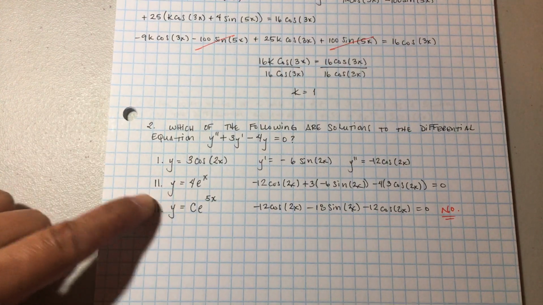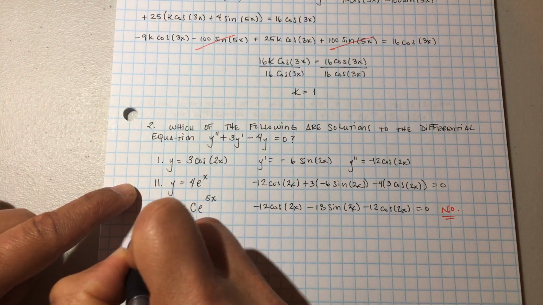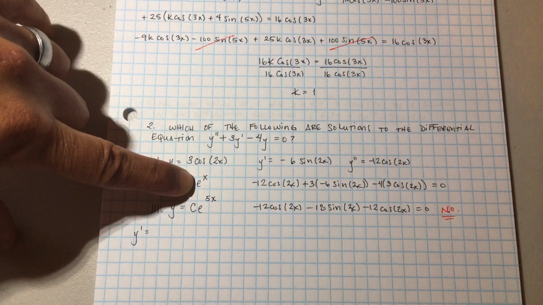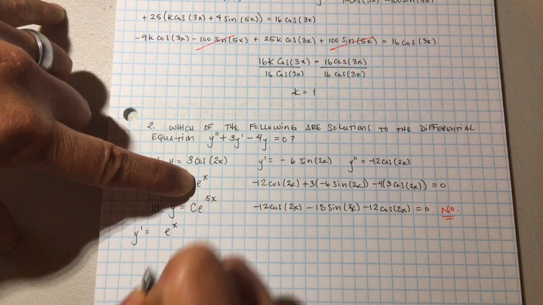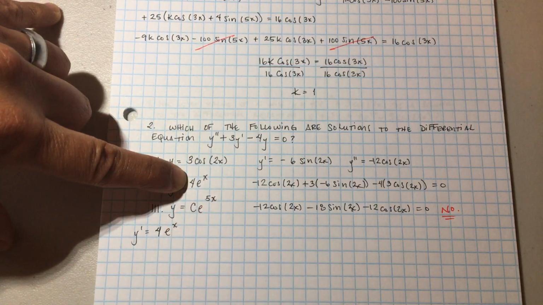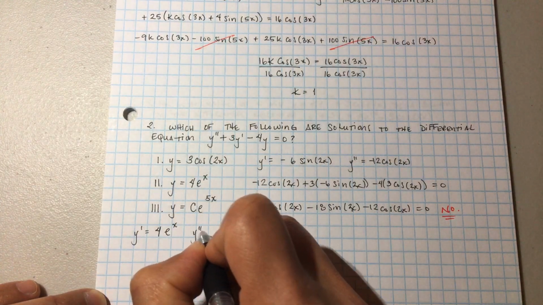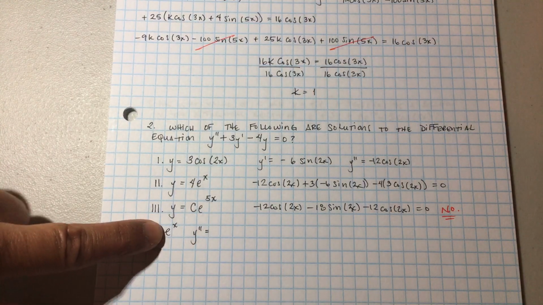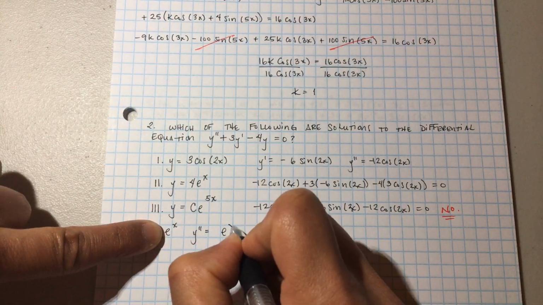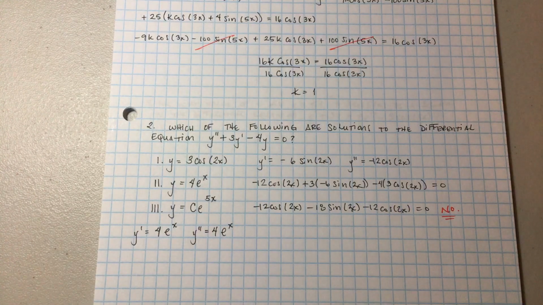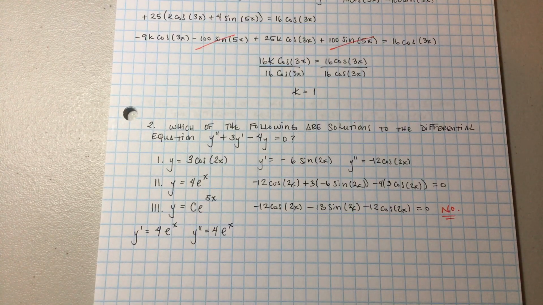Number 2. So first I need the second derivative. So first derivative of this guy, cover up the 4. The derivative of e to the x is e to the x, and then just times the 4. All right. Next, second derivative. Cover up the 4 again. The derivative of e to the x is e to the x, and then just times the 4. So this is nice. It doesn't change at all, which is great.